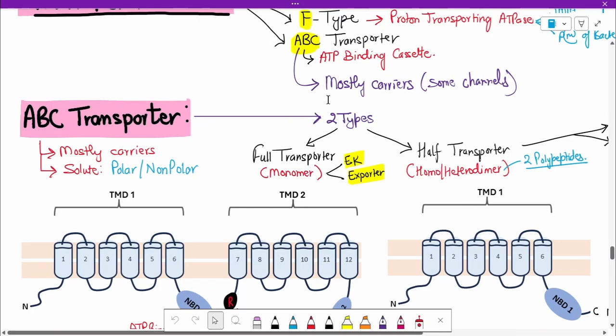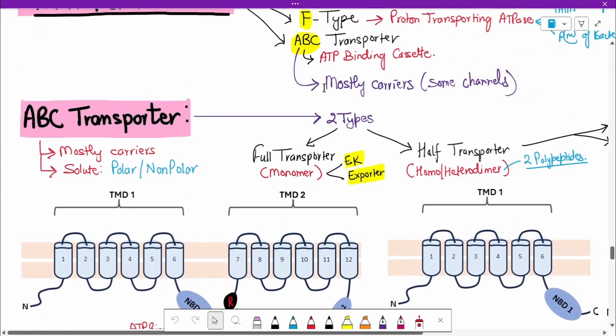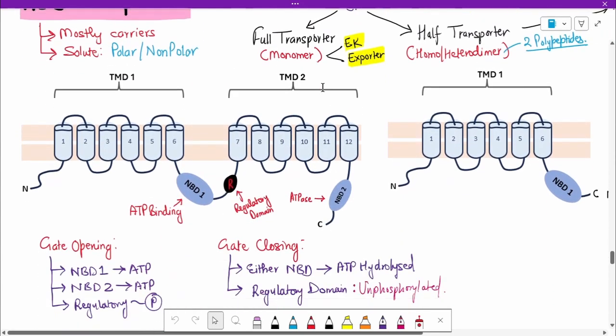Now let's have a look at these ABC transporters in detail. First we will obviously start with the structure of these ABC transporters. This is the generalized structure, and this structure will hold true for most of the ABC transporters.